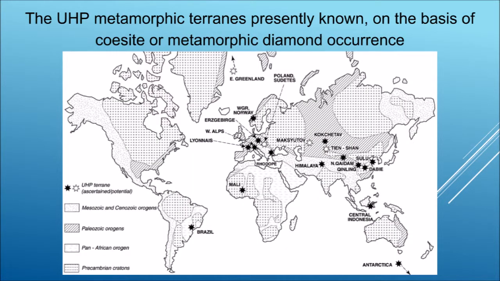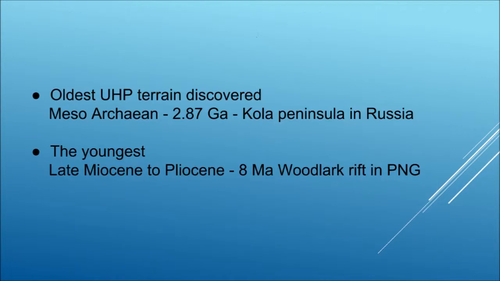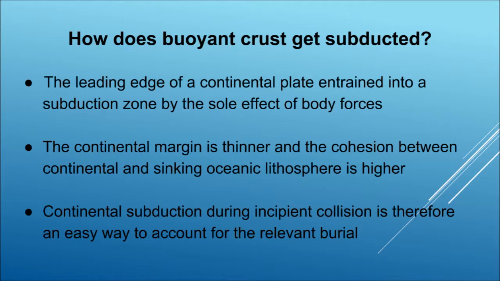Ultra-high pressure metamorphic terrains are found across the globe and are identified on the basis of calcite or metamorphic diamond occurrence. The oldest terrain discovered was from the Mesoarchean, and the youngest was from the late Miocene to the Pliocene, found in Papua New Guinea. Does buoyant crust get subducted?